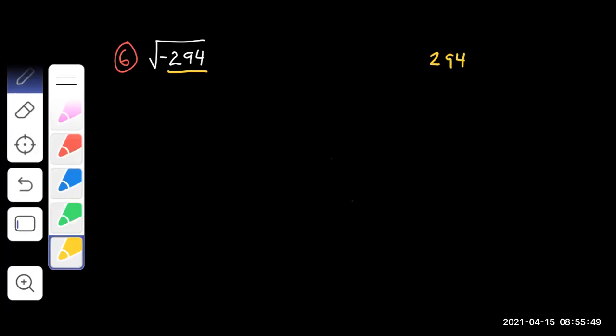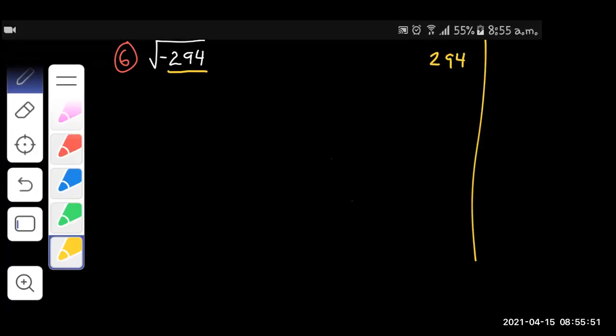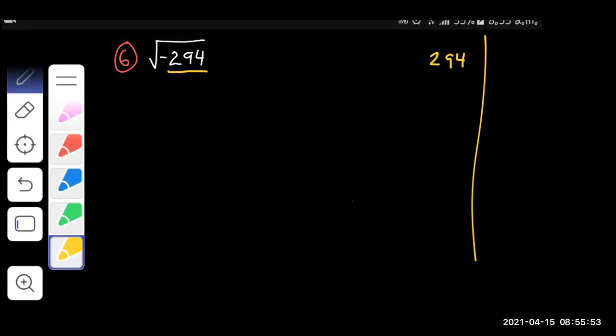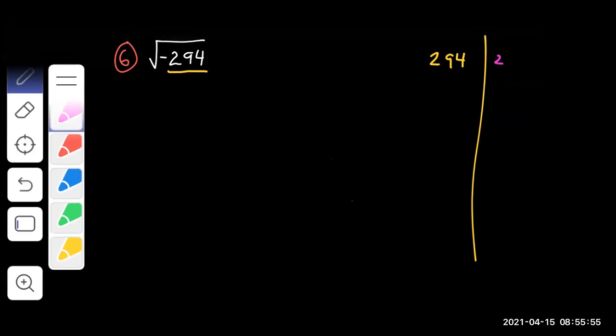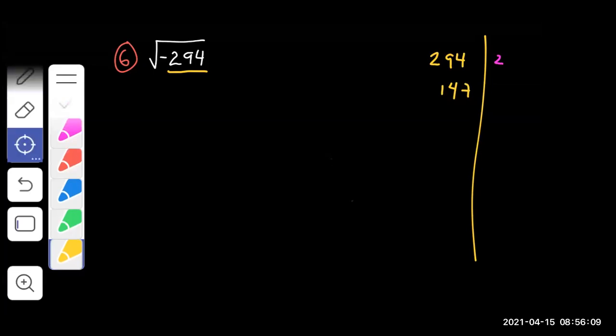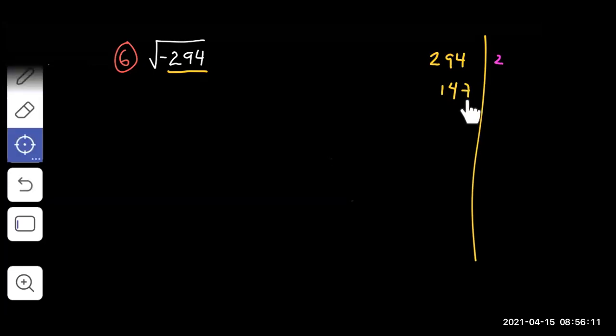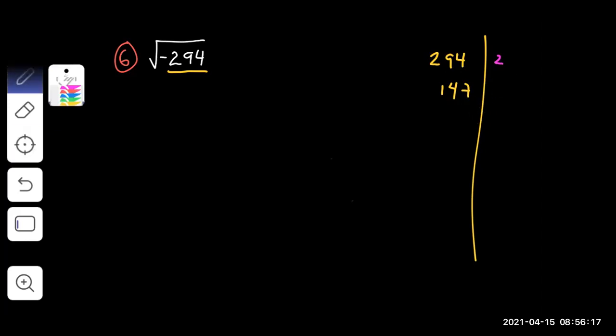Let's take 294 and break it down, starting with the 2. What is the half of 294? 147. Thank you. And what is the half of 147? Guys, it's easy. If this number is not even, like this 7 is an odd number, you cannot use 2. Let's move on to 3.